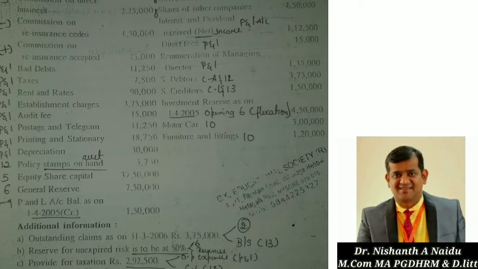Then we have equity share capital 37,50,000 rupees. General reserves 7,50,000 rupees. P&L account balance on 1/4/2005, credit balance 1,50,000 rupees. These are the items reflected on the debit side of the problem. Now let us move towards the credit side of the problem.